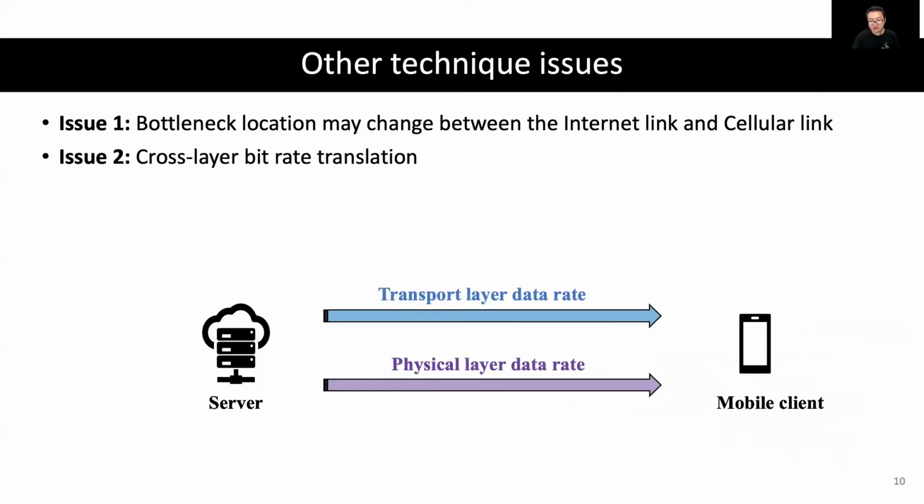We have another issue: based on the decoded control messages, we actually get the physical layer data rate, but the server needs the transport layer data rate so that it can set its sending rate. Therefore, we need to perform a cross-layer bit rate translation.